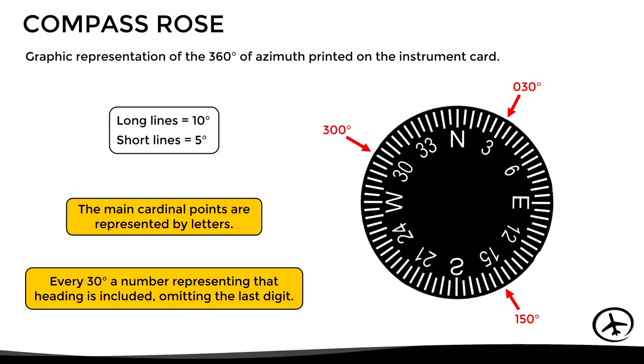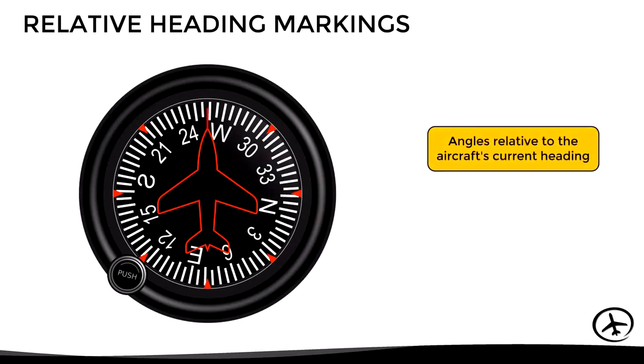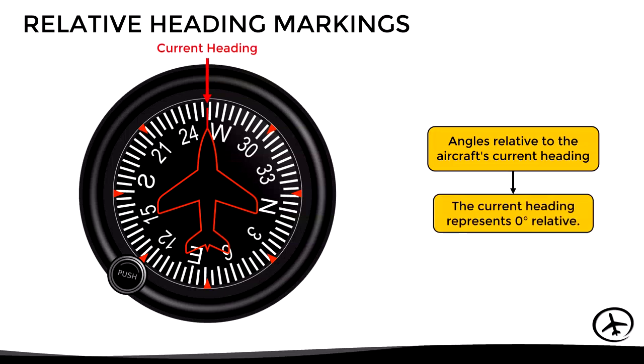Now, some heading indicators also include relative heading markings. These are reference angles relative to the aircraft's current heading. In other words, the current heading of the aircraft is used as reference, so it will represent 0 degrees relative. Here we can find the markings for 45, 90, 135, 180, 225, 270 and 315 degrees relative. And again, these angles are not measured in relation to magnetic north, but in relation to the current heading of the aircraft. We will see later with some examples how they are used.